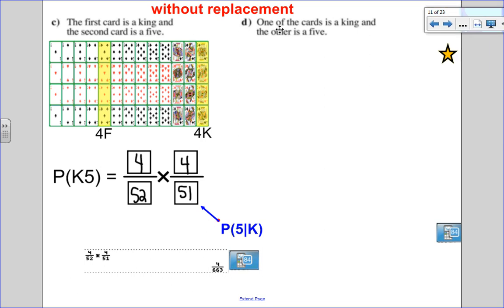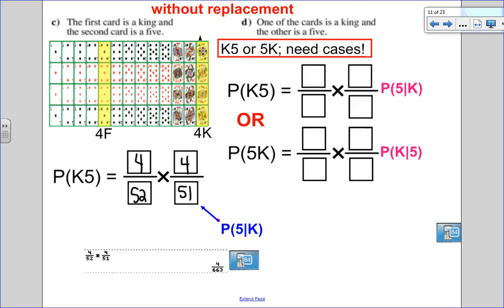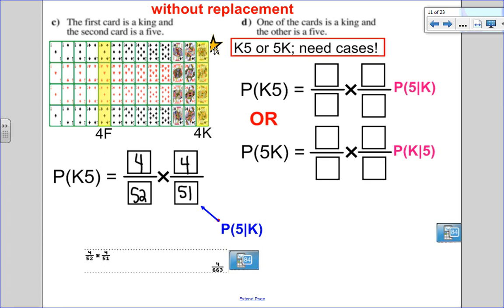Okay, the next question says, one of the cards is a king, the other is a 5. Doesn't specify the order. So there's a couple of ways that this can happen. We have cases here. We could get a king and then a 5, or we could get a 5 and then a king. 2 different ways of this happening. Remember again, or in math means add. I'm adding these cases together. So let's look at getting a king and then a 5. I've already done that over there, so I'll just copy that out.